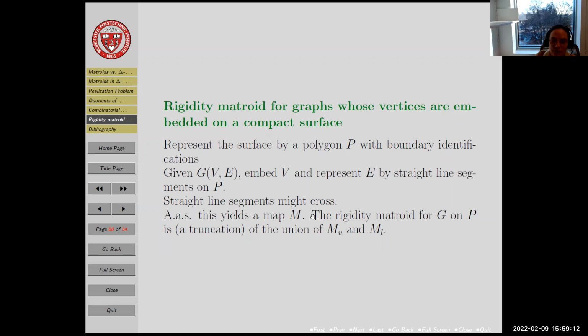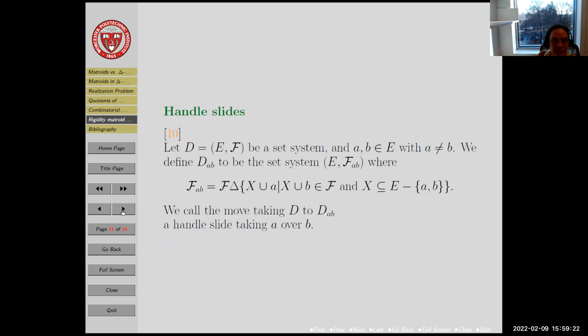And now I want to suggest to study the rigidity matroid of a map on the surface as a truncation of the union of the upper and lower matroids of this delta matroid.